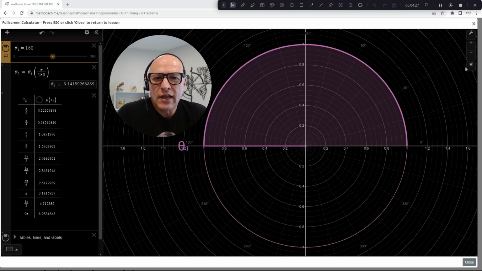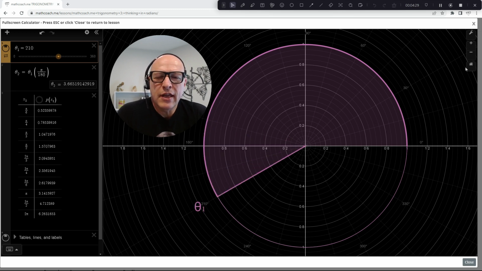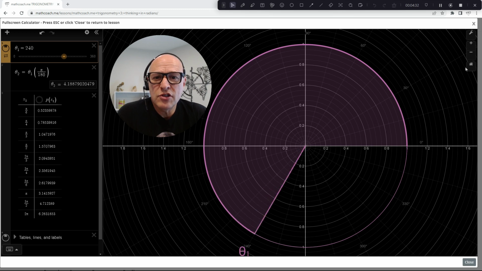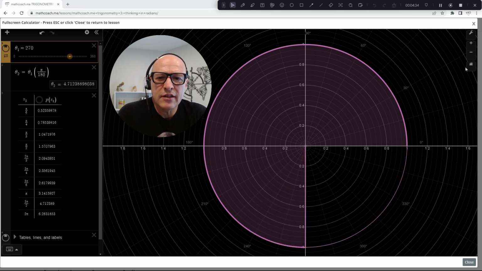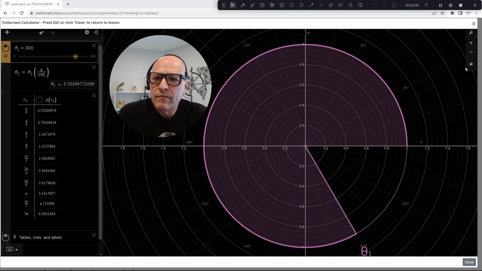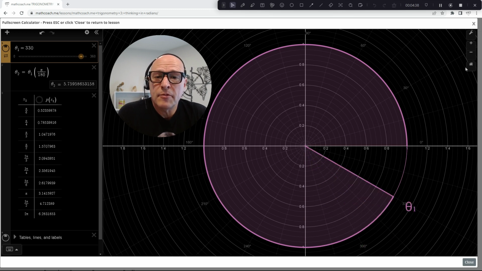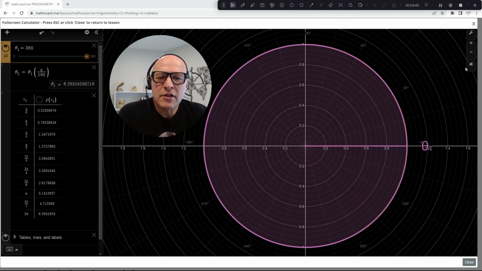This is the third lesson in my trig series on thinking in radians. Unique to my approach is the use of Desmos calculators like this one to relay concepts visually, and trigonometry is certainly a visual topic, so well supported by the use of Desmos there.